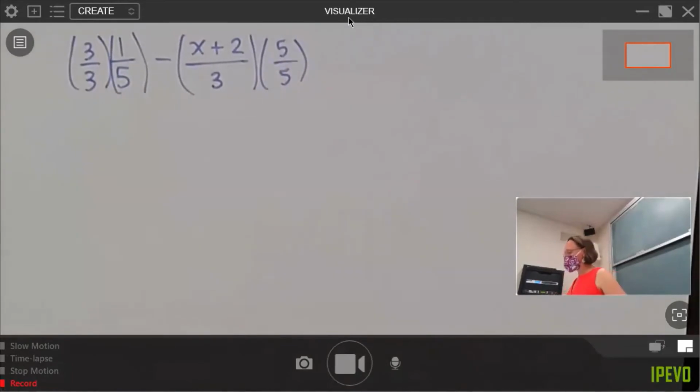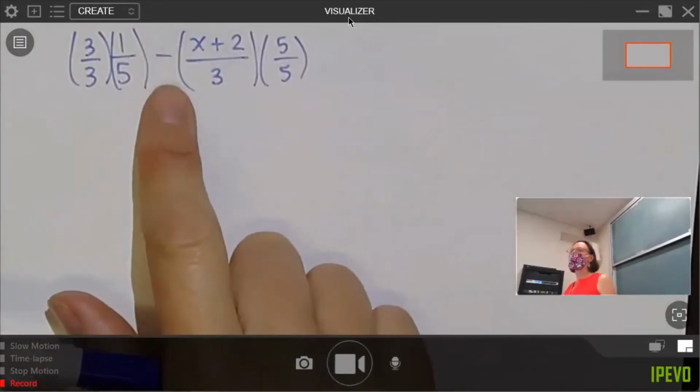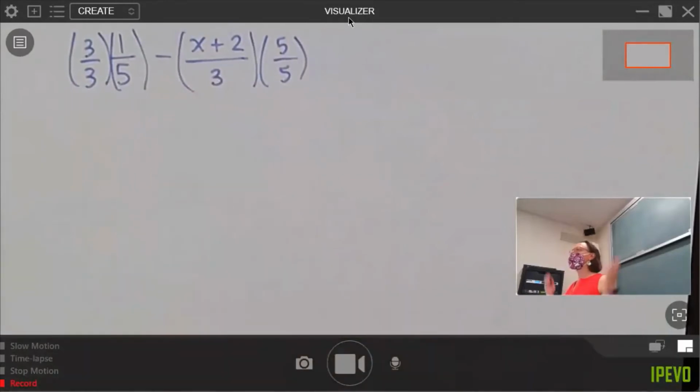So minus signs are annoying. They're easy to lose, easy to forget about, easy to forget to distribute. So just have that on your radar. If there's a minus sign in the problem, think, okay, take my time.